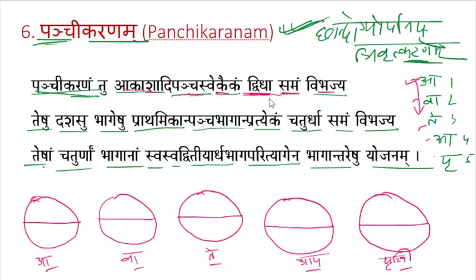Didha means after dividing into 2 types in each box. See, the first circle I am dividing into 2 types, 2 slices. Didha Vibhajya. Samam means equally. You need to make the 2 bhagas. Vibhajya. Then Teshu Dashashu Bhageshu. Teshu means among all these.